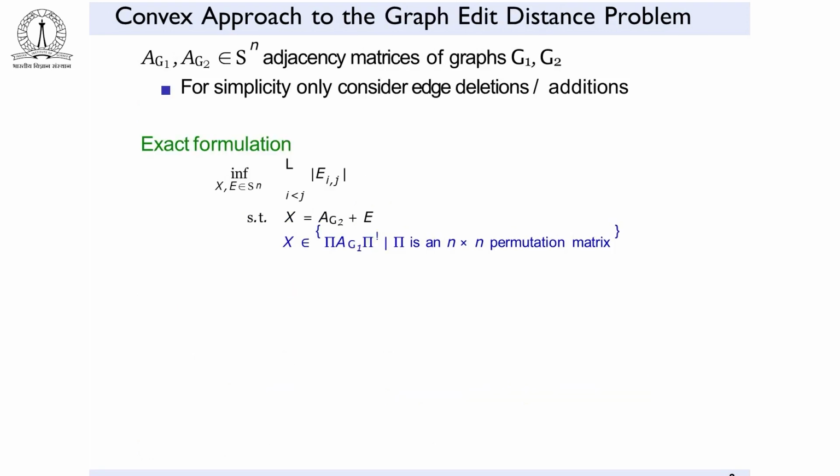Let's write down again a cartoon sort of formulation for graph edit distance. I'm going to take two graphs, G1 and G2, on n nodes. Their adjacency matrices, pick any particular adjacency matrices, will be these. And for simplicity, I'm only going to consider edge additions and deletions, no vertex changes. We can accommodate vertex changes too, but let's leave that aside for now.